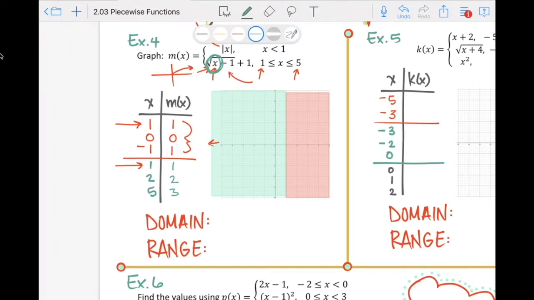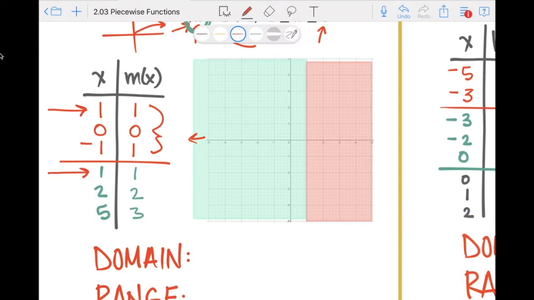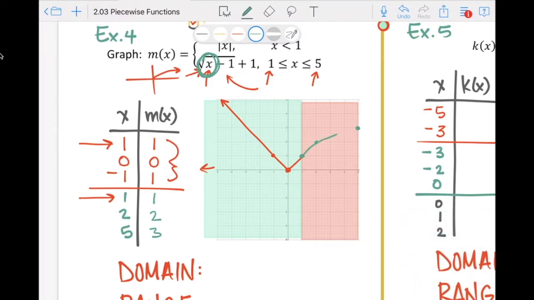Now let's go ahead and plot our points. So we've got the point 1, 1, which is right there. We've got the point 0, 0, which is right there. And we've got the point -1, 1, which is right there. Now because we know generally the shape of an absolute value function, we know that this keeps going on like that. For the second part of the piecewise function, we can plug in again 1, 1. We can plug in the point 2, 2. And we can plug in the point 5, 3. And it does generally match the shape of a square root function.